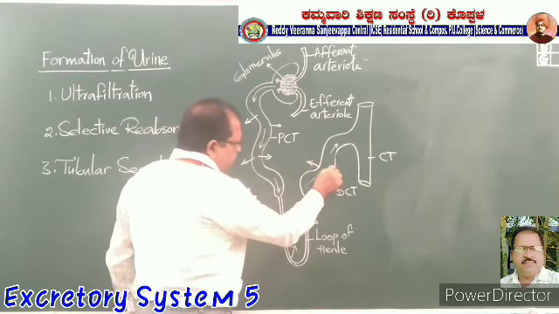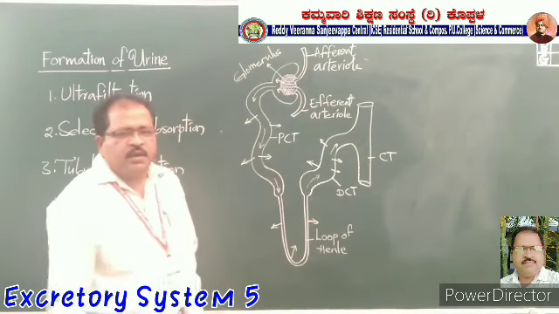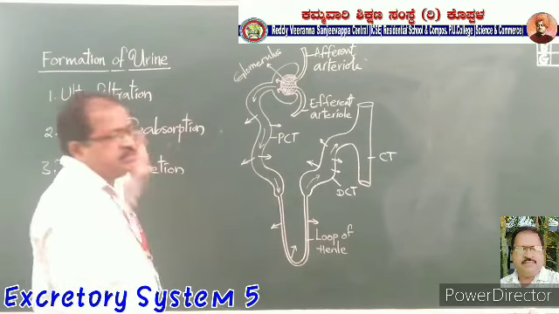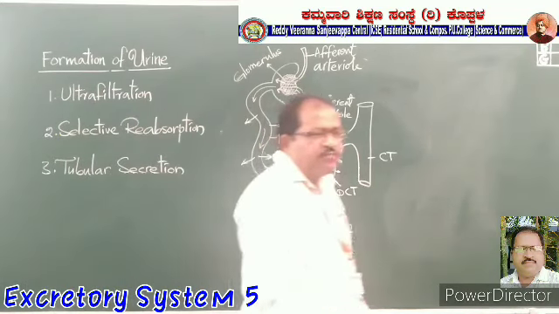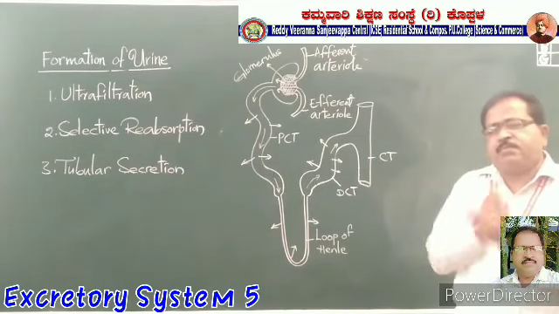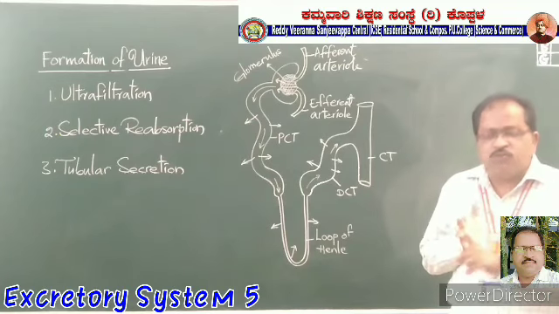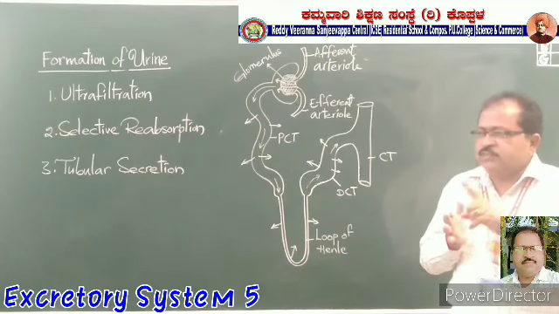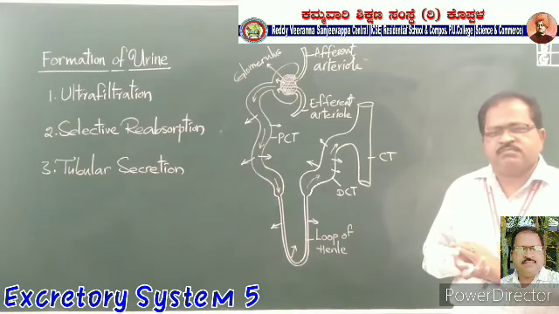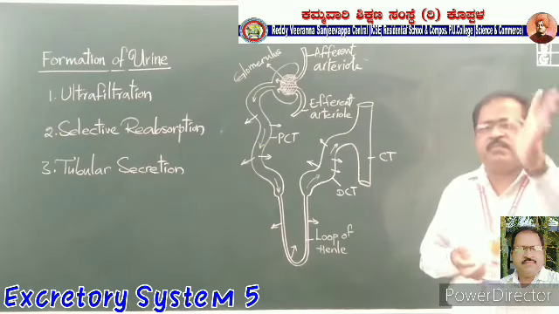And here also the water and some amount of the materials will be reabsorbed. This is called reabsorption, the second stage. After the selective reabsorption, only selected materials will be reabsorbed. What are the selective materials here? Water, glucose, uric acid are selected and absorbed, and some traces of vitamins and minerals.